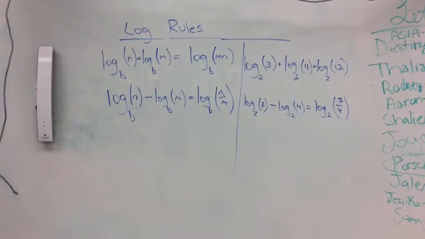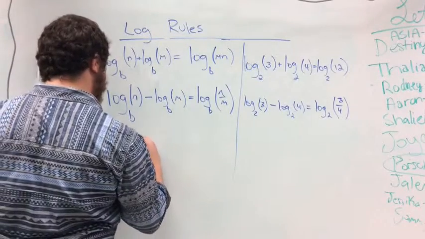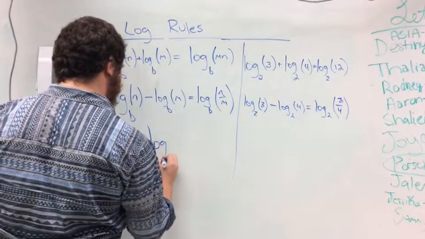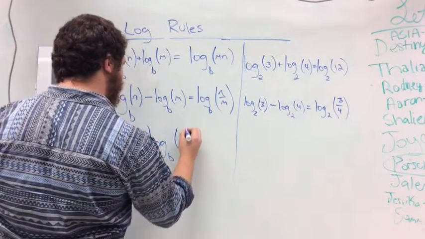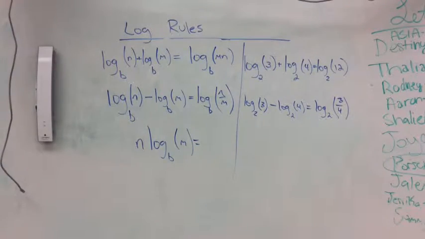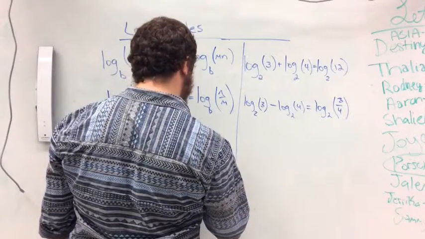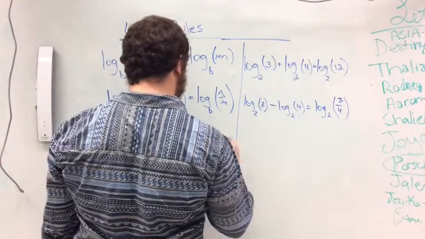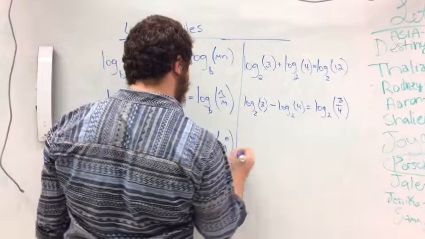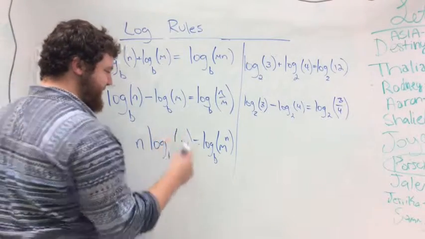Okay, let's do the last one. Now this one's weird. If you have n times log base b of m, that's equal to log base b of m to the n power. The outside becomes the exponent. That one's weird, it's the only one that's weird. So this guy goes inside and becomes a power.